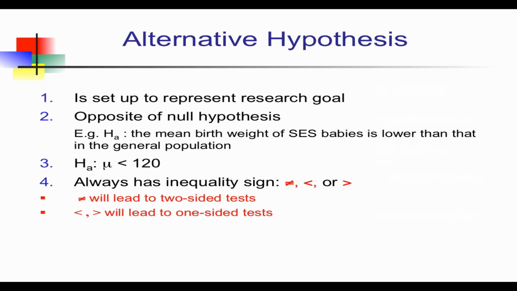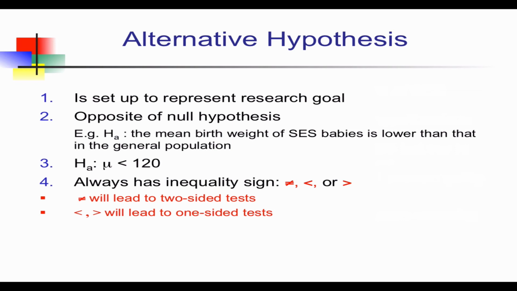And then, what is the alternative hypothesis? In practice, most of the time, the alternative hypothesis represents your research goal. So if you want to see whether the babies in the low social income area have a lower weight than babies in the general population, you put that in the alternative hypothesis. Remember, the null hypothesis is something that you are trying to reject, and the alternative hypothesis is what your research is really about. This is a little bit counterintuitive, but this is how statistics is set up.